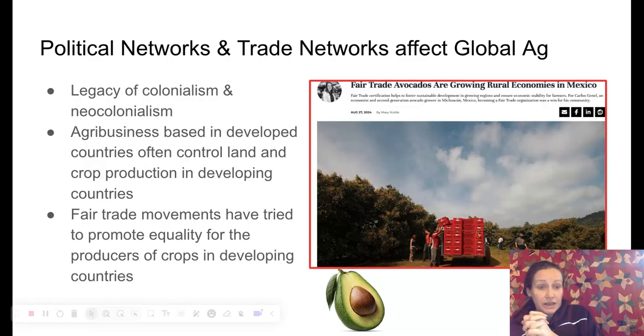This is a lot from the legacy of colonization and neocolonialism, right, and how they affect the agricultural systems today.